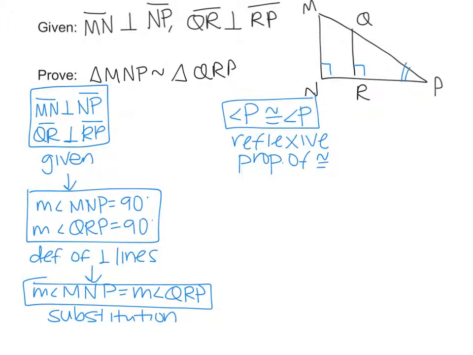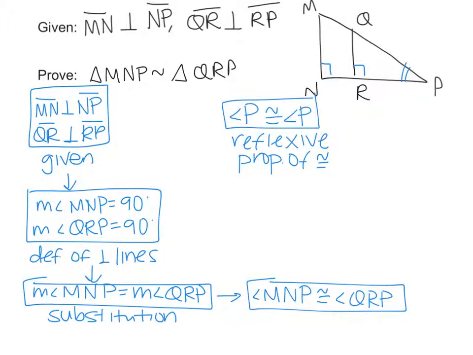So once I go from here, I forgot that I need to make sure that I say angle MNP is congruent to angle QRP. And that's by the definition of congruent angles, excuse me. Because if two angles are congruent, then they have the same measure.